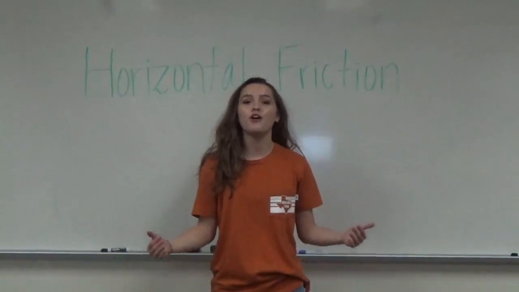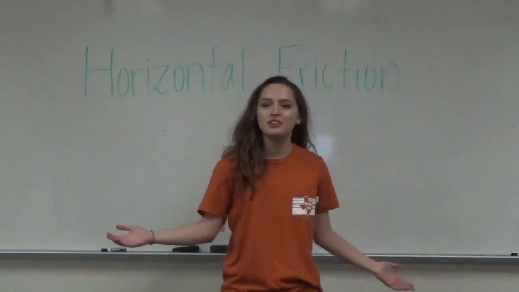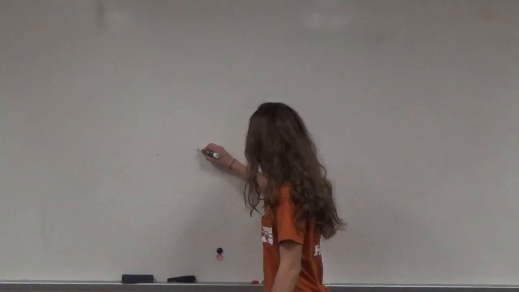Okay, now on to the coefficient of friction. Does anybody know what that is? Yeah, the coefficient of friction is the ratio between the force necessary to move one surface horizontally over another and the pressure between two surfaces. Exactly right, and it is represented by mu.